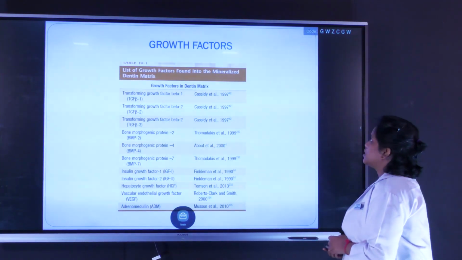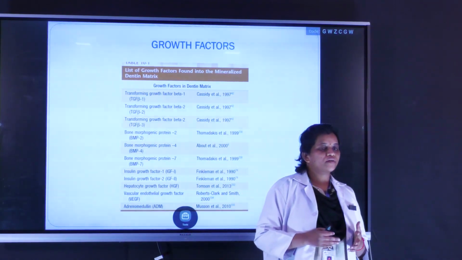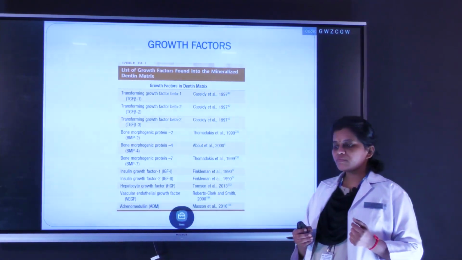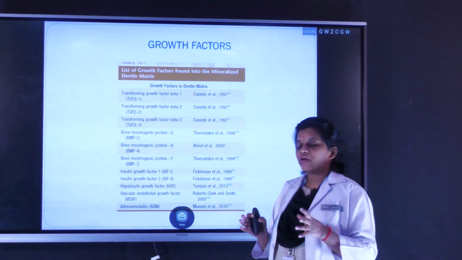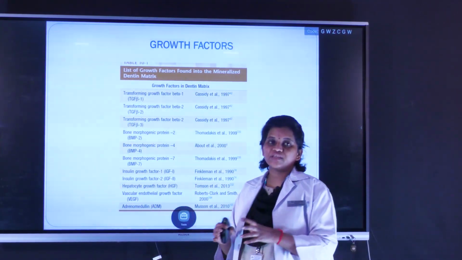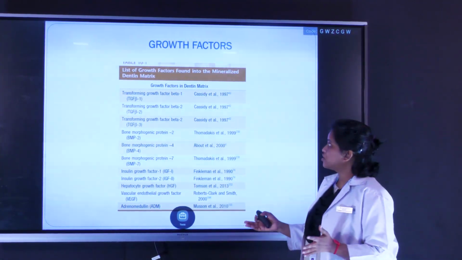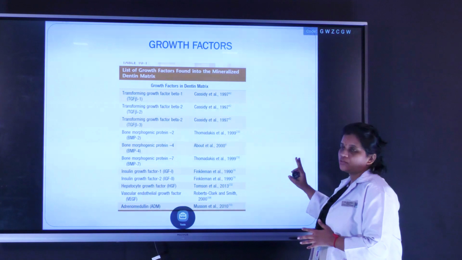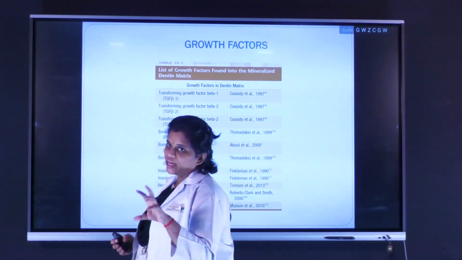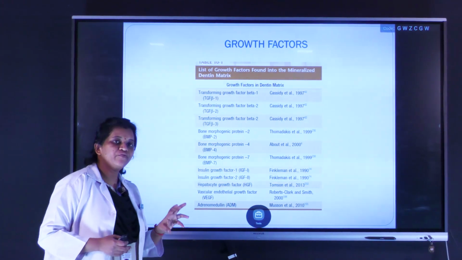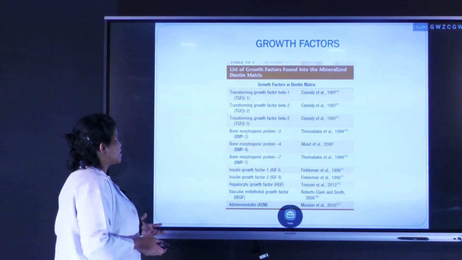Now next is the growth factors. What are growth factors? What is the purpose of growth factor? Growth factors are the factors which will provide nutrition and help. They will go and attach to the cell which is differentiating and help in differentiating into the progeny. So this is the idea of having growth factors. They attach to the cell and help in the differentiation of that particular stem cell into other cell types, right?